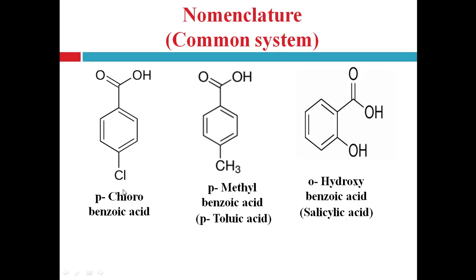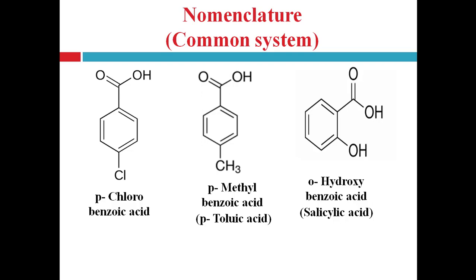different substituents can be written, right? So here only one substituent is present, that's why para-chlorobenzoic acid. Now, some aromatic acids have a special name, right? And it is considered as a common name.